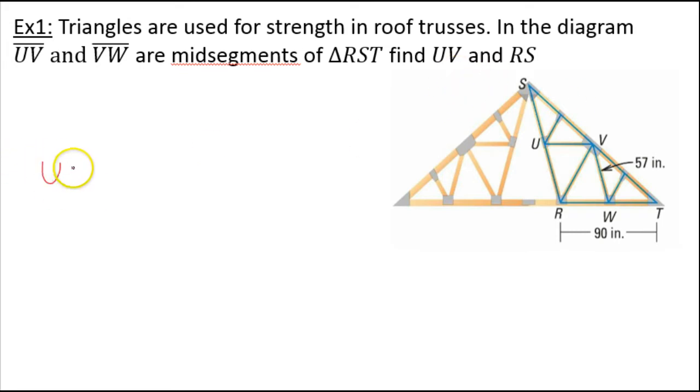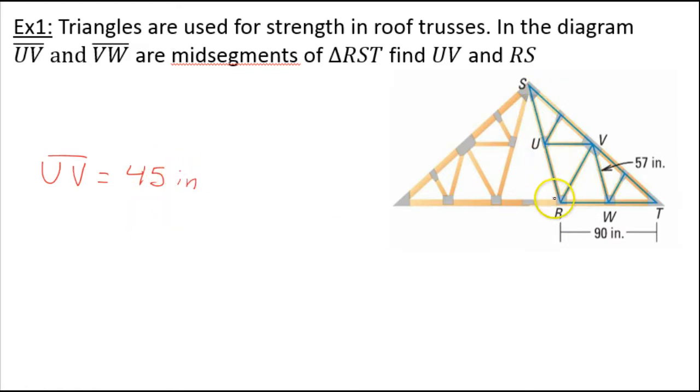So let's go ahead and write UV, or segment UV. Let's locate it. It's right here. So by the midsegment theorem, UV has to be half the measurement of my entire base. If my base is 90 inches, then half of 90 inches is just 45 inches.